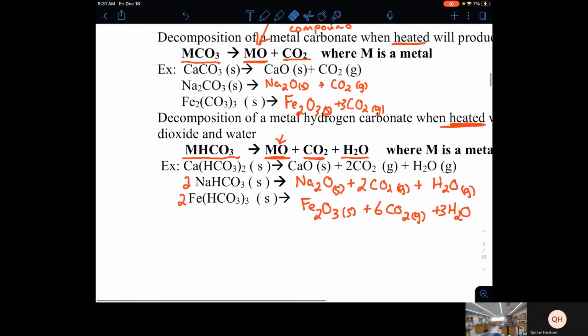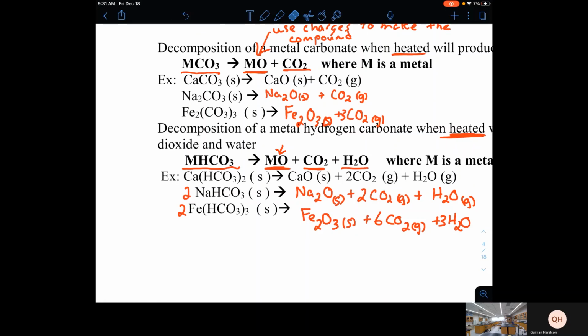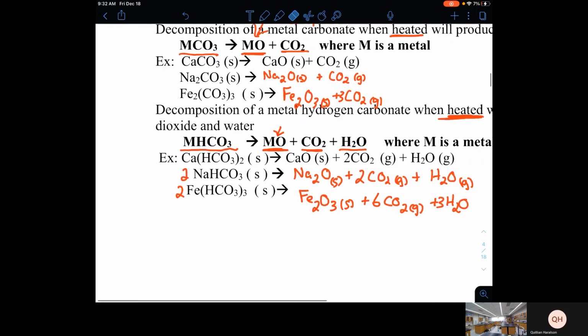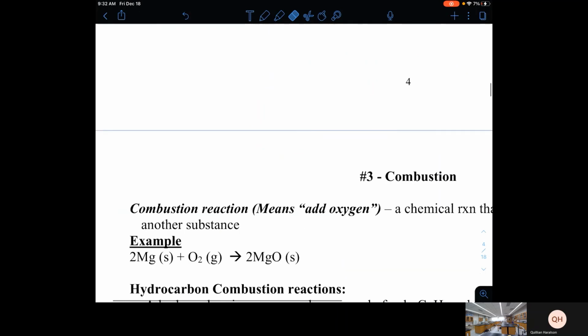If it happens to be a compound that's on the reactant side and it's a metal carbonate, then once again, you got to put that metal oxide together based on charge and just write down CO2 and balance it. If it's the metal hydrogen carbonate, then it's the metal oxide, carbon dioxide, and water vapor that's also being produced in this case. All right, on to the next reaction.